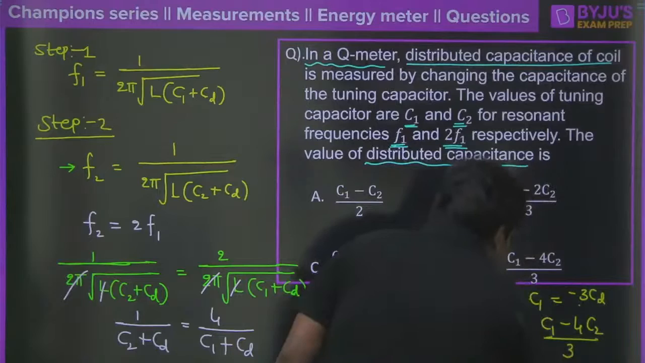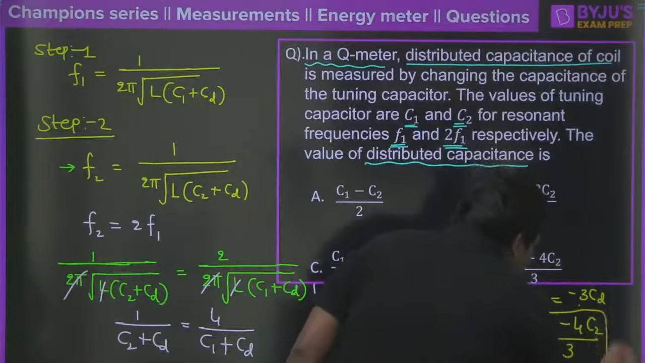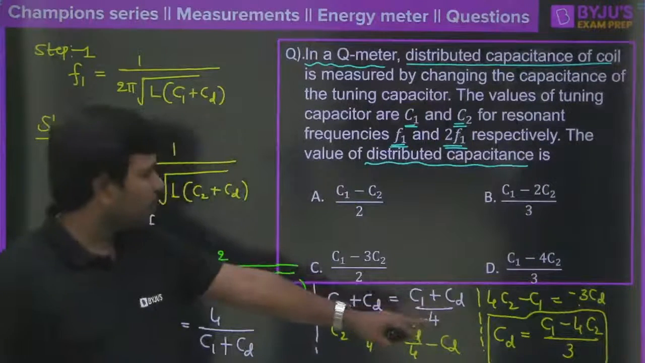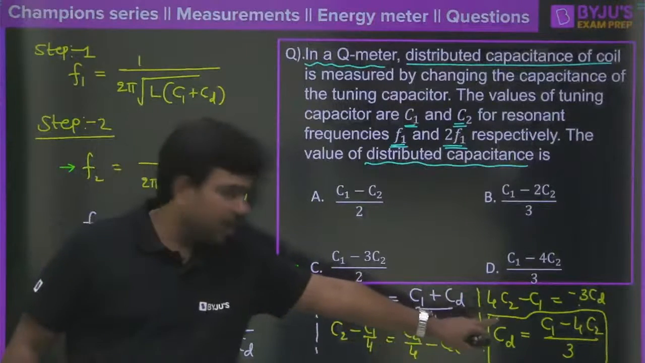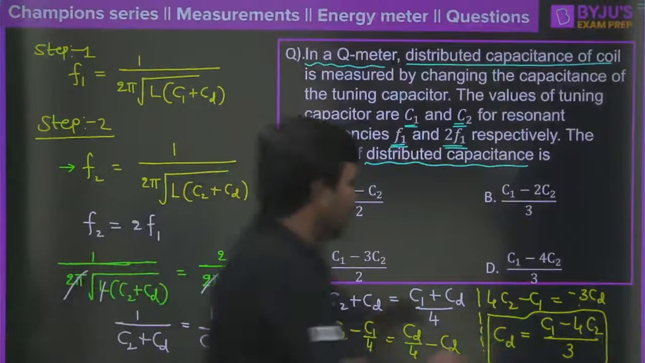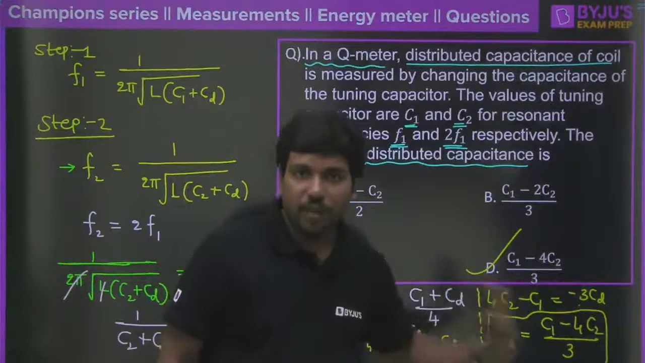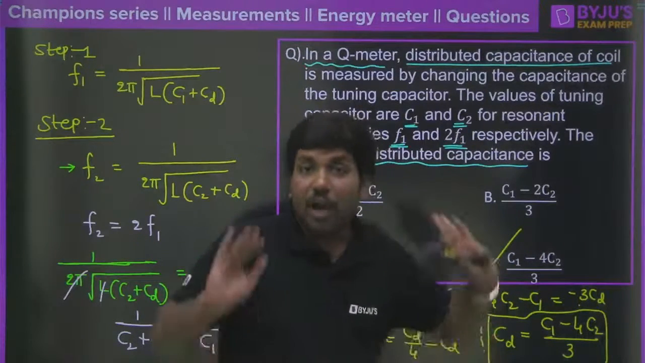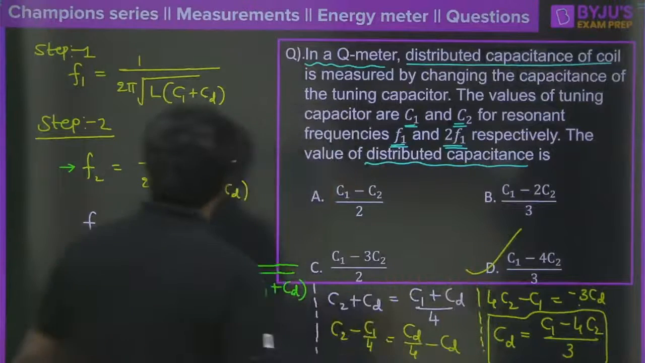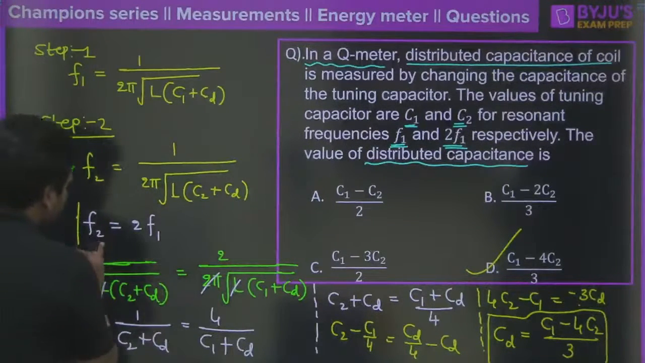And of course, finally we got this value here, which is very useful, and most of the times it was asked in the question. It was asked in the GATE paper. So what is CD finally? CD is equal to C1 minus 4C2 by 3. That is exactly what we got. And we got this expression by taking F2 is equal to 2 times F1.